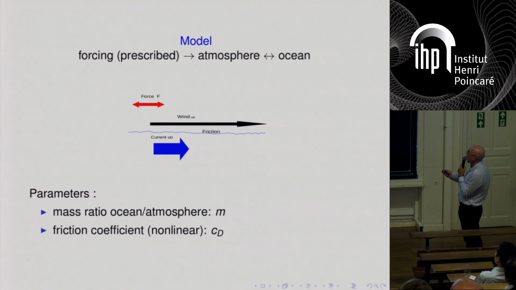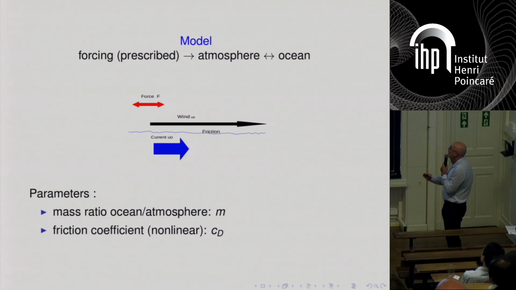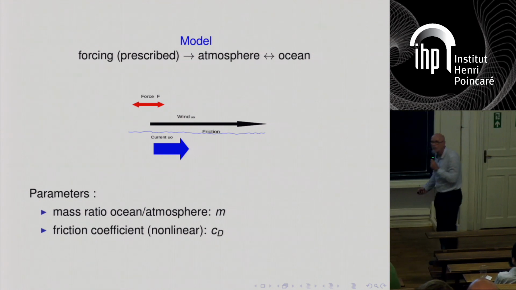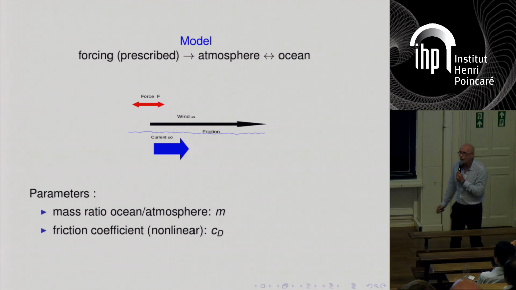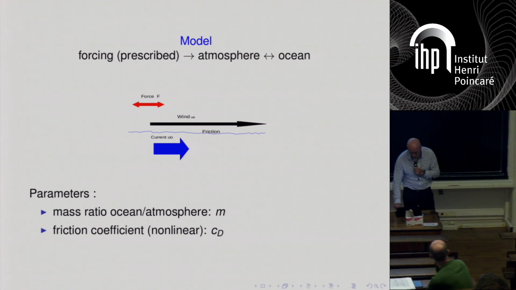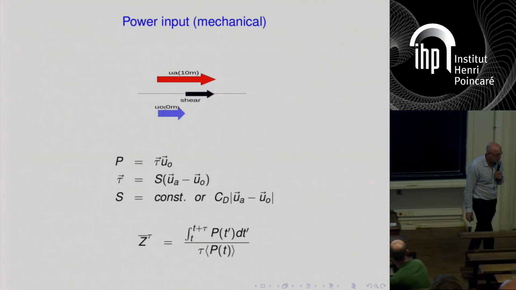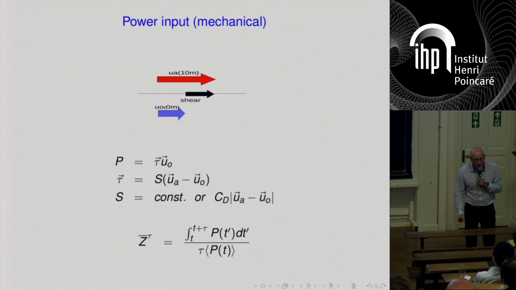So it's called M, it's a large number, typically of order 100. And then in the nonlinear version, you would have a C_D, which is a friction coefficient given here. In the linear version, you would have friction time S, which was mentioned before. So today, I'm just focusing on one thing of this model, which is the power input.